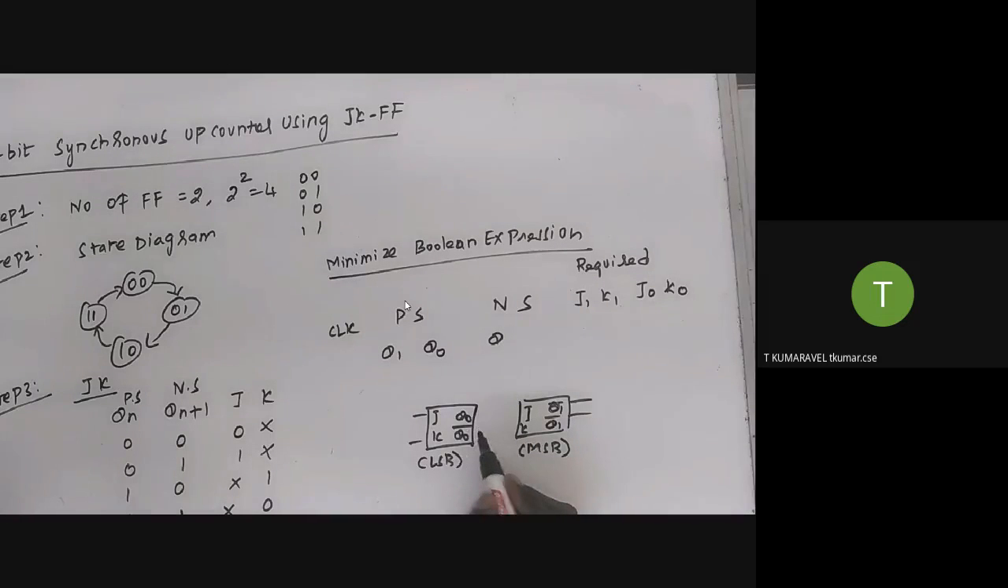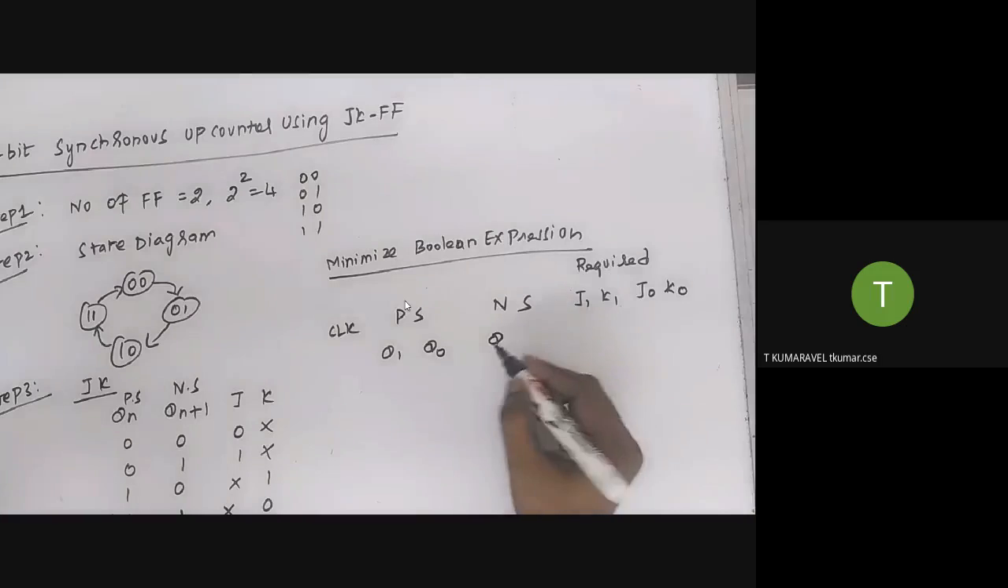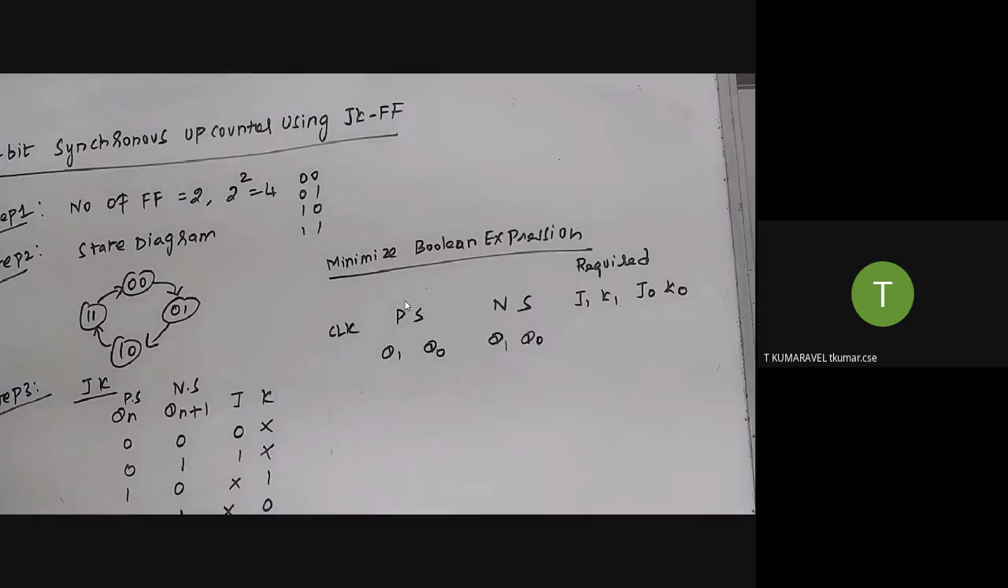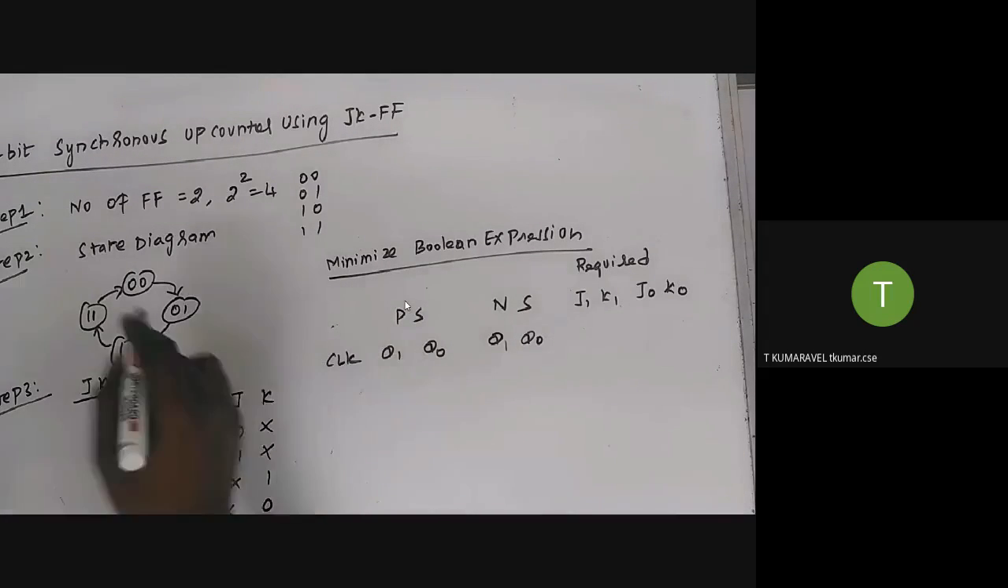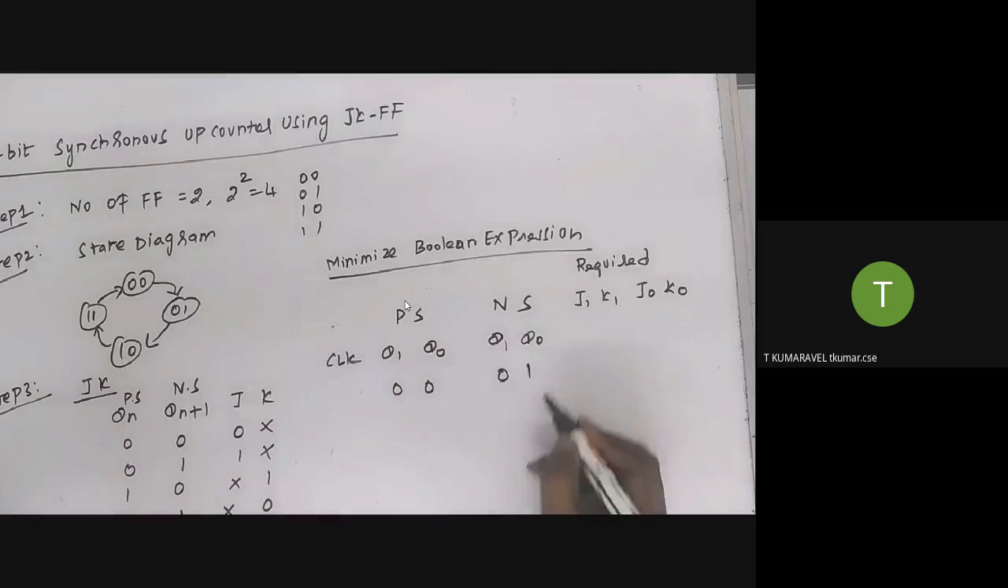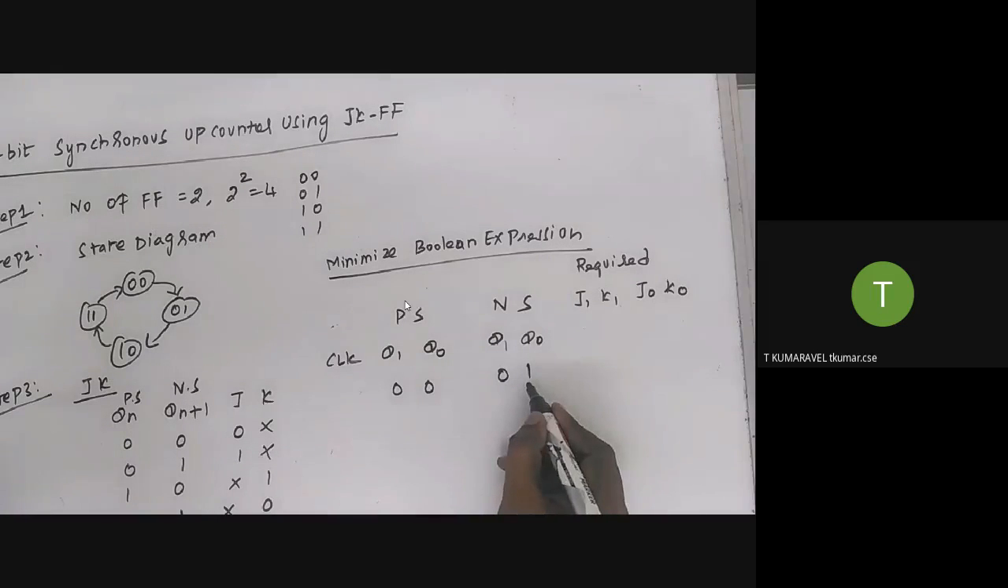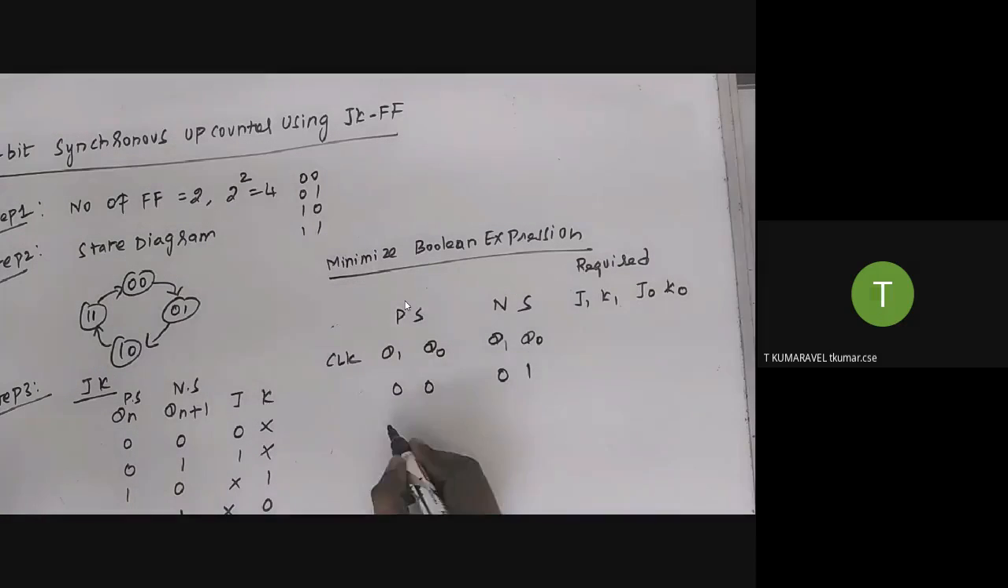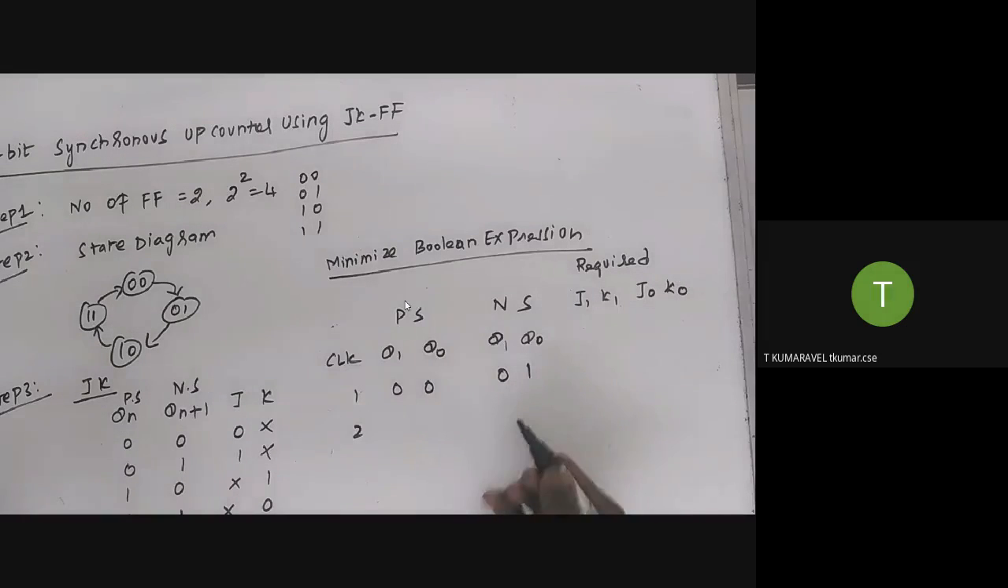Here two flip flops are available, so each one has a previous state. Q0 is the previous state of the first flip flop. Q1 is the previous state of the next flip flop. What about the next state? Q1, Q0. How do I take the previous state? You take it based on the state diagram. For example, the initial state is 00, and the next state is 01. The next state acts as the previous state for the next clock cycle.